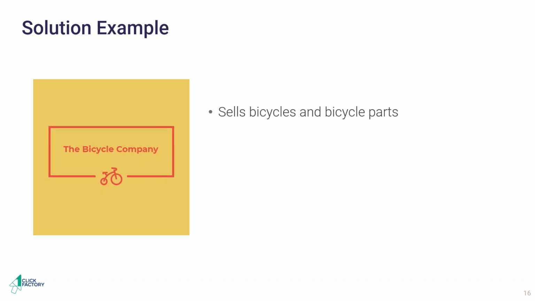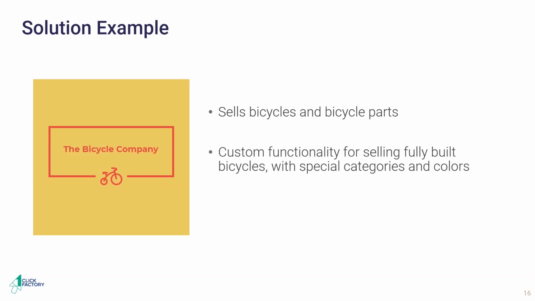The Bicycle Company sells bicycles and bicycle parts, and it has some custom functionality built into it. It has some functionality to sell fully built bicycles. They have some special additional categories for colors, maybe stickers, and the things that go with bikes. And they have asked us, or you as the partner, to move their current C/AL solution, which is on NAV or Business Central, to extensions.